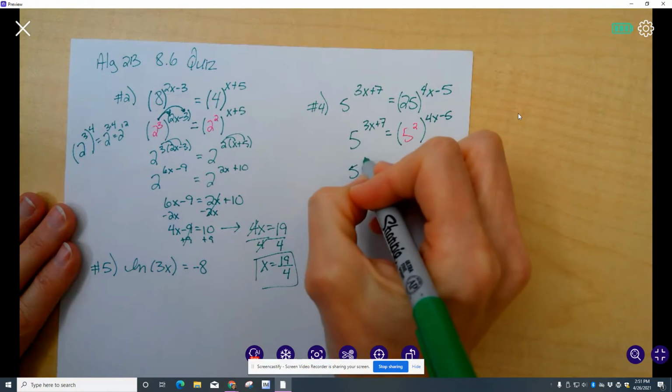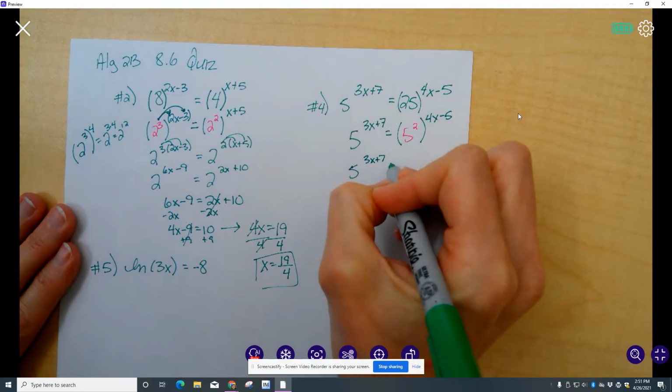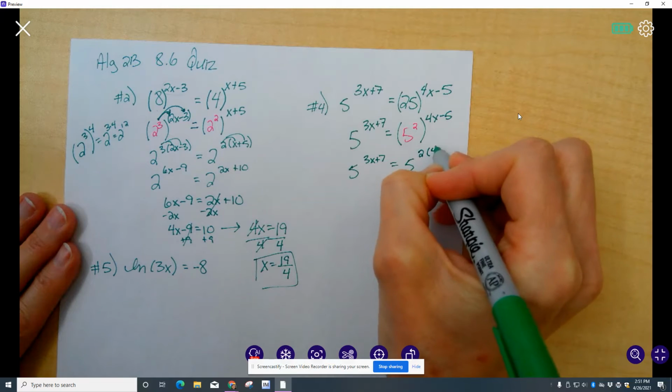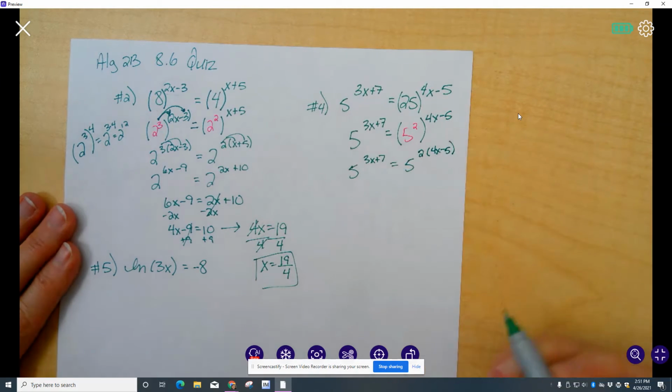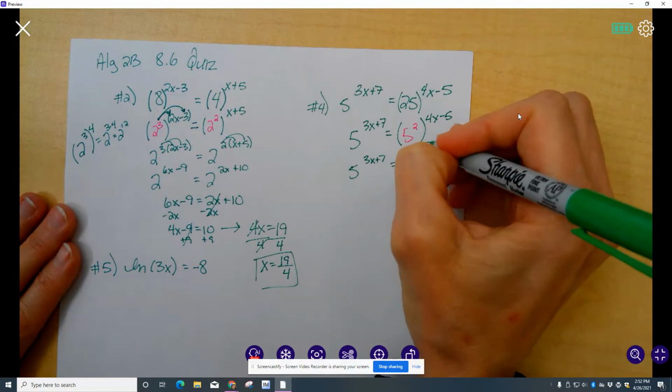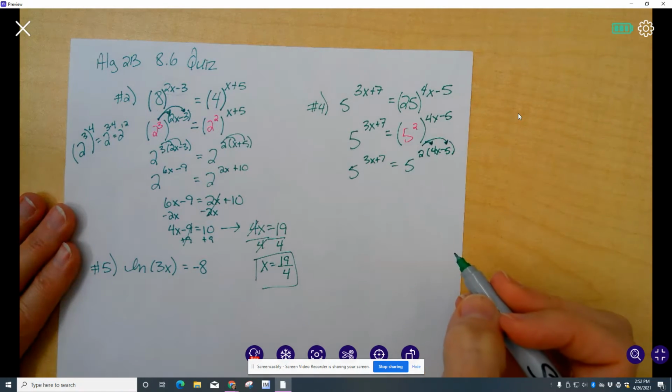So on the left, I have this. I'm just copying everything on the left. On the right, I have 5 to the 2 times 4x minus 5. Remember, power to a power, I have to multiply. And in this case, that ends up being distributive property.